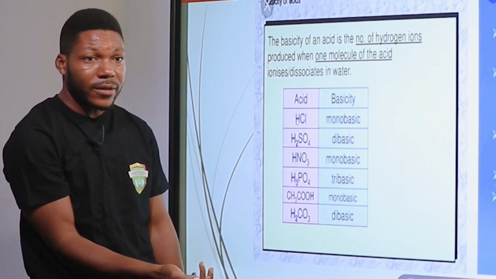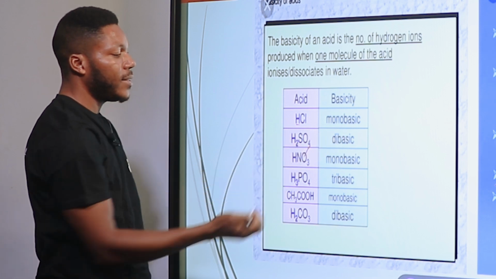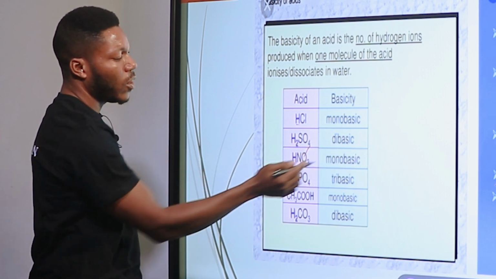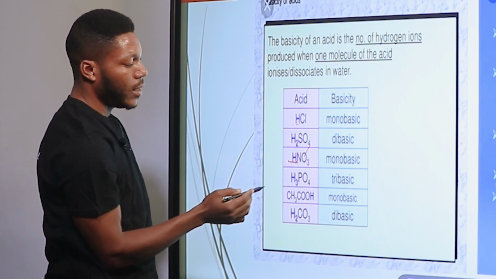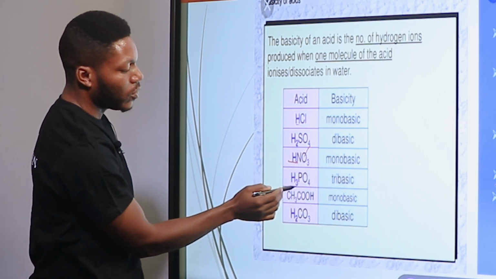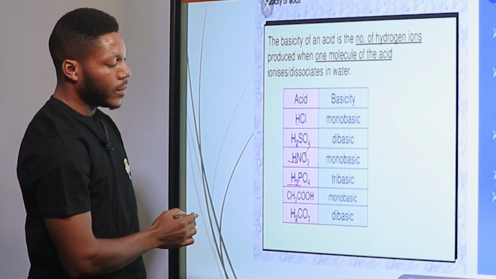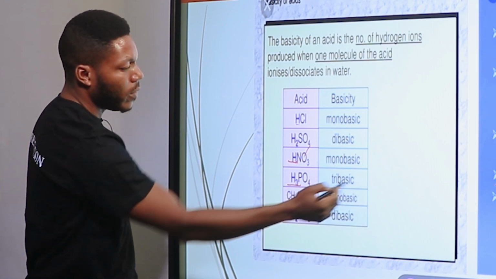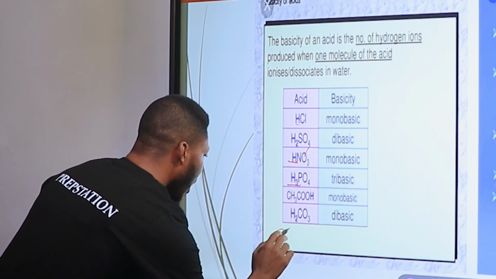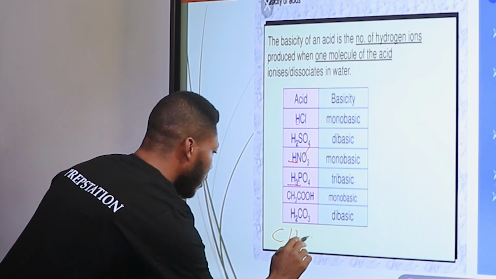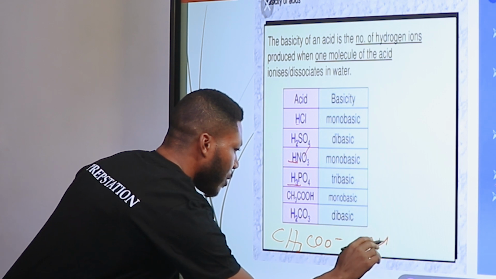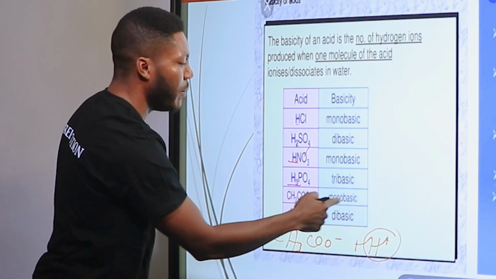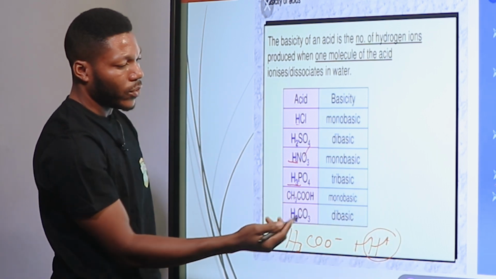HCl is a monobasic acid. H2SO4 is dibasic. This one is monobasic also because it contains just one hydrogen atom. This one is tribasic because of the presence of H3. This one is also monobasic. In this case, you're going to have CH3COOH, giving COO minus plus H. So this is what makes it a monobasic acid, and so on and so forth.